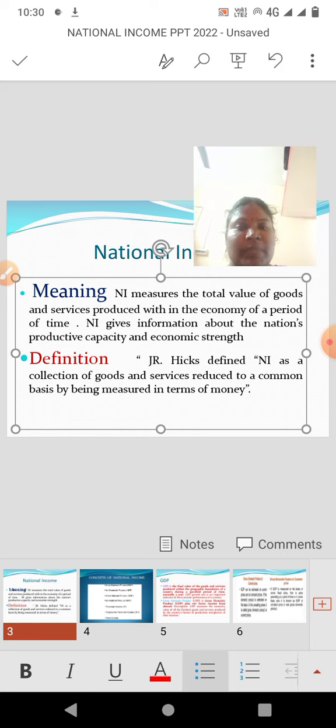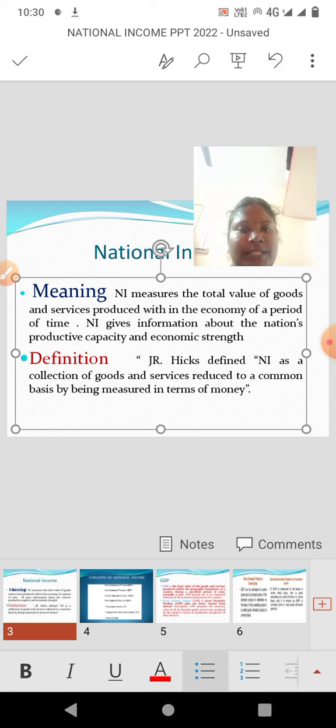Now we are going to the main topic, national income. National income measures the total value of goods and services produced within the economy in a period of time. It gives information about the nation's productive capacity and economic strength.